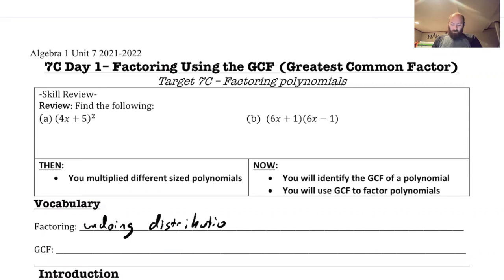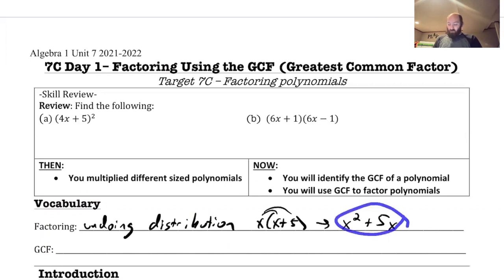Okay, so think about how you started with some of our distribution. If I took x times x plus 5, you are taking that, multiplying it there, so it turns into x squared plus 5x. Factoring means I'm just taking this expression and turning it back into this version. We're going to reverse this process, go undo our distribution. In order to do that, today we're going to be focusing on GCF.